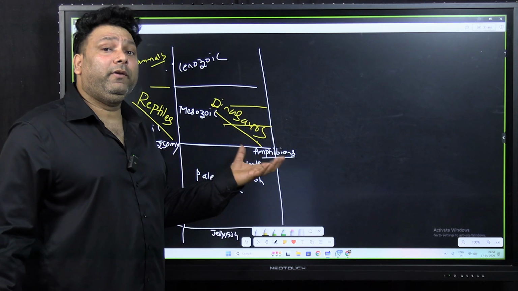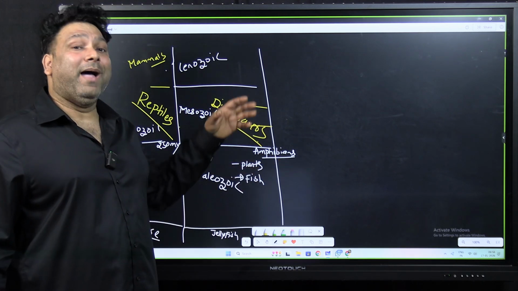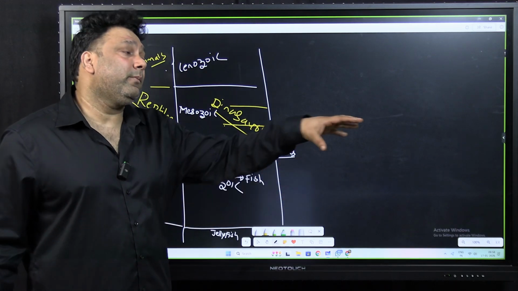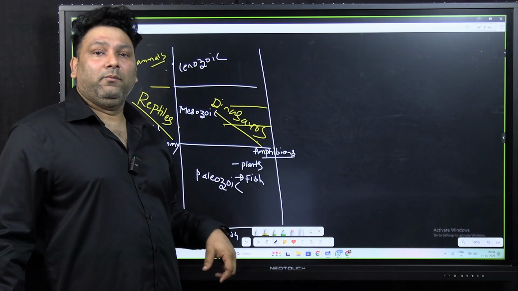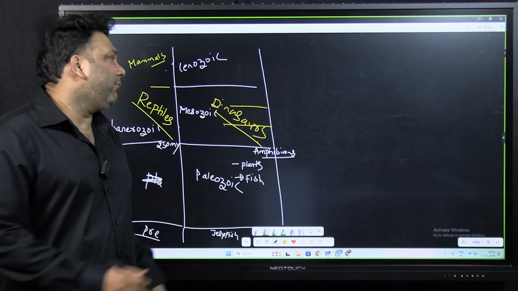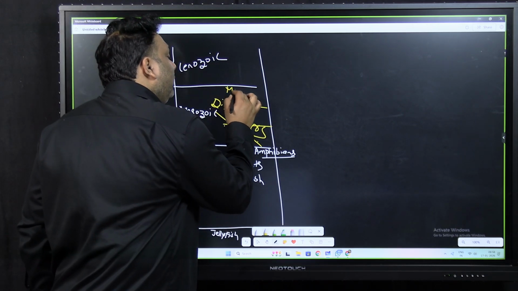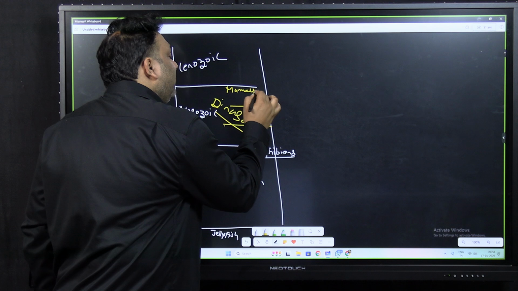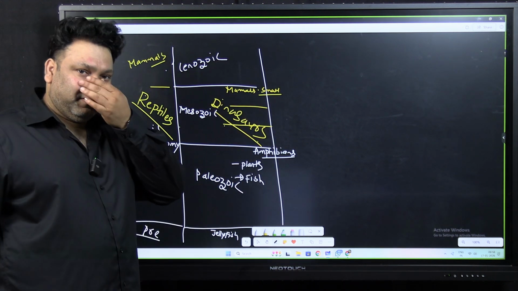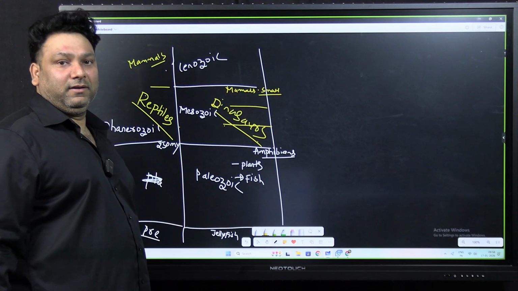So when the dinosaurs were ruling the earth, do you think the mammals will be able to survive? If there's a competition between a dinosaur and a mammal for food, for hunting, भाई खाना किसको मिलेगा? Dinosaur को मिलेगा. That's why during this time, the mammals were very small. Mammals were small, means rats, rodents, insignificant.